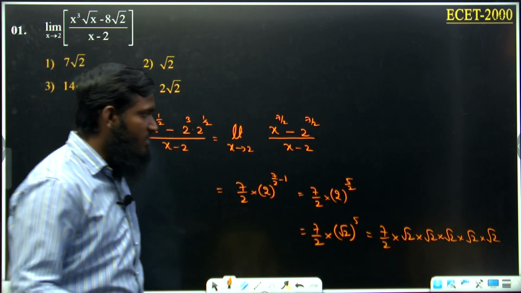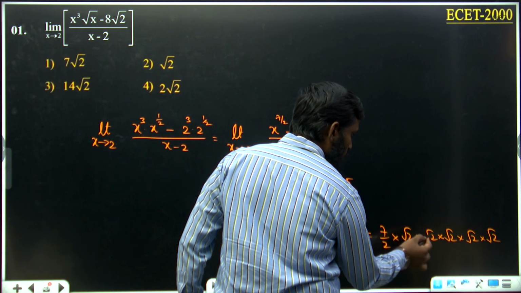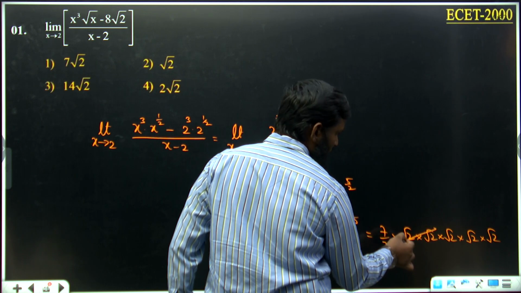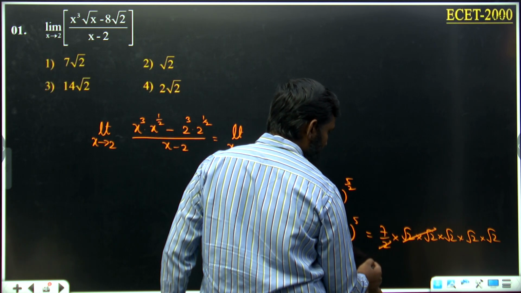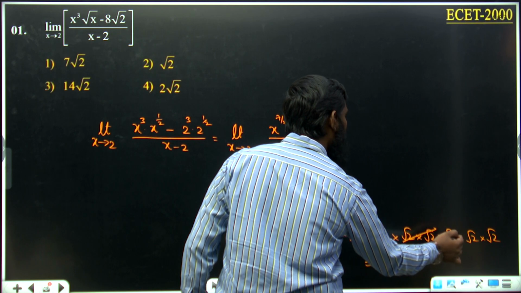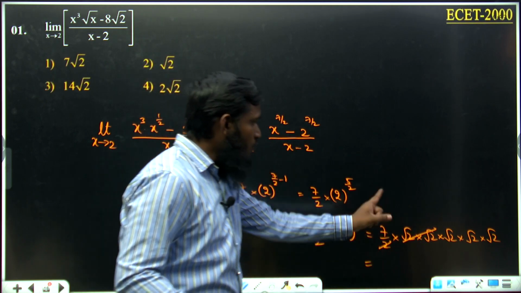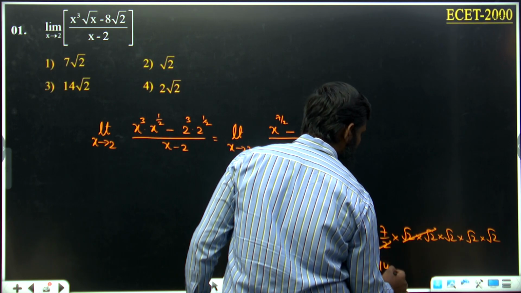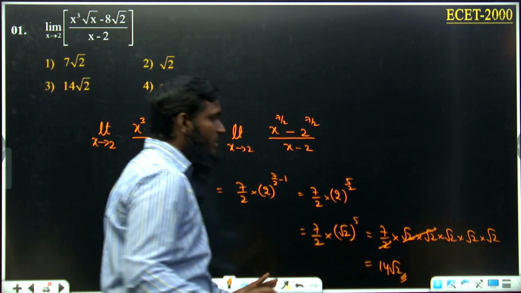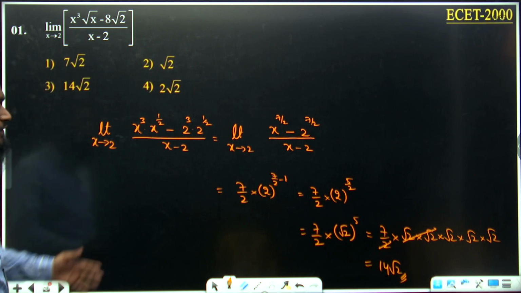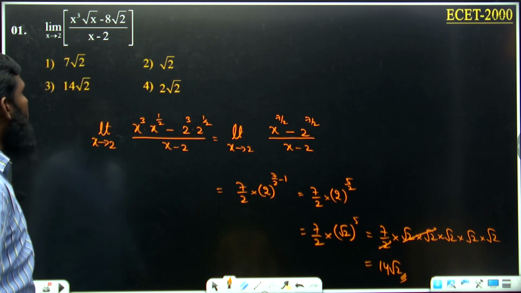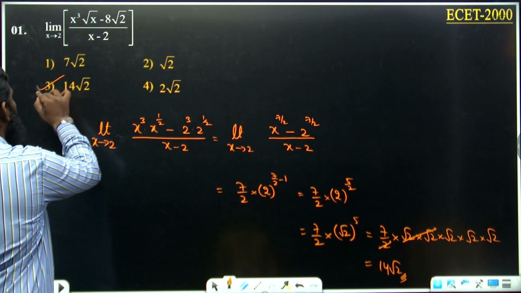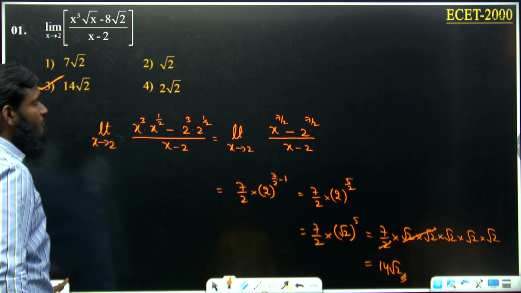If you are taking 5 times, listen carefully, root 2 into root 2 means what? 2, this 2 gets cancelled. Then again root 2 into root 2 means what? 2, 2 sevens are what we are taking over here, 14, then next what is left? Root 2. Okay, like this you have to go for some simplification if you are not having the options over there. So, 14 root 2 is the correct answer. Let us go with the option number 3.